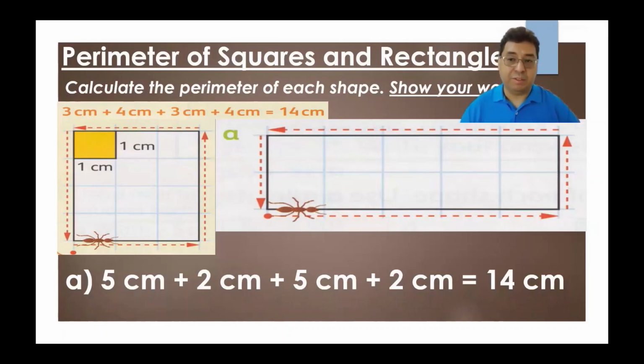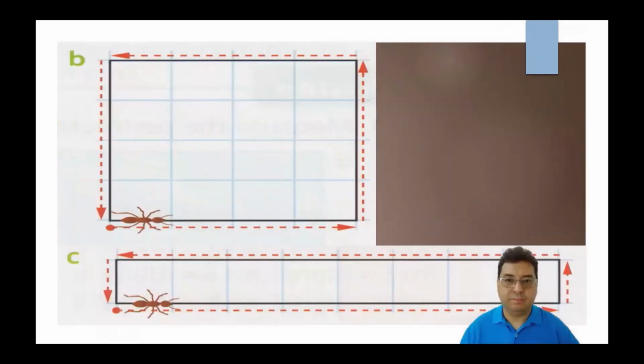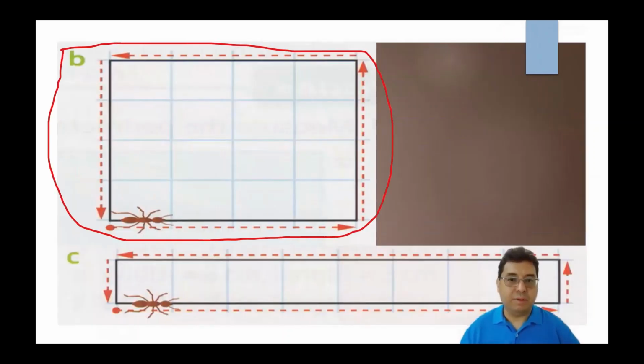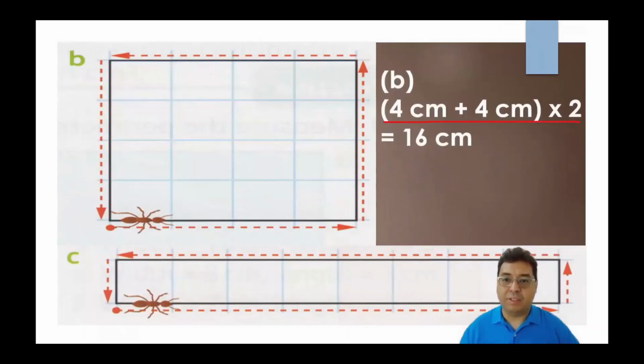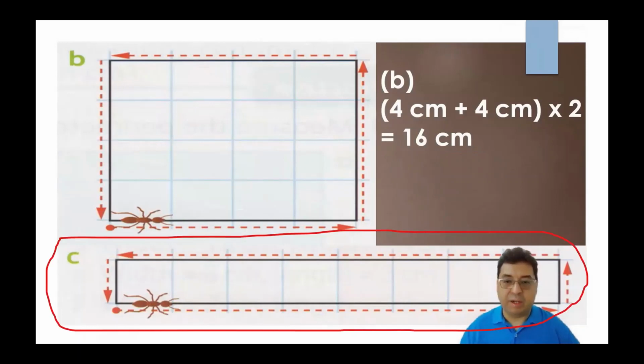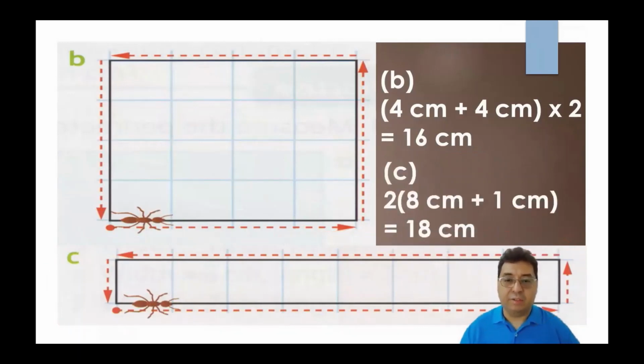Now, there's a few other ways to do it, and I'll show you those. So for letter B, we're going to do the same thing. We're going to get the perimeter of this shape here by walking around, which looks like this. 4 centimeters plus 4 centimeters times 2 equals 16 centimeters. So I'm just showing you another way that you can get the perimeter here. For letter C, we're going to do the same thing here. And then I've got 2 times 8 centimeters plus 1 centimeter equals 18 centimeters.